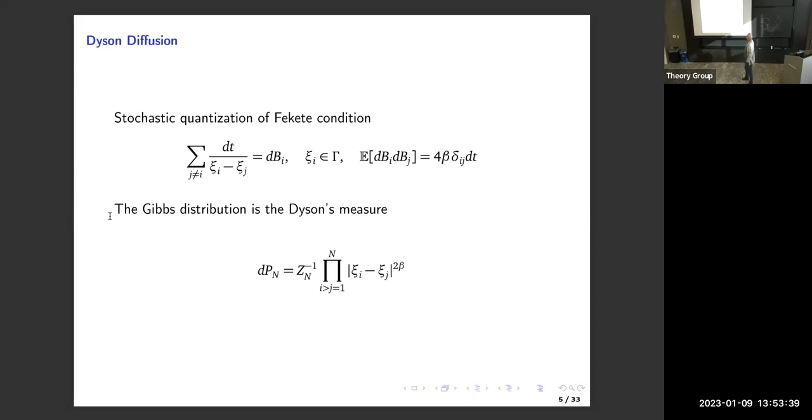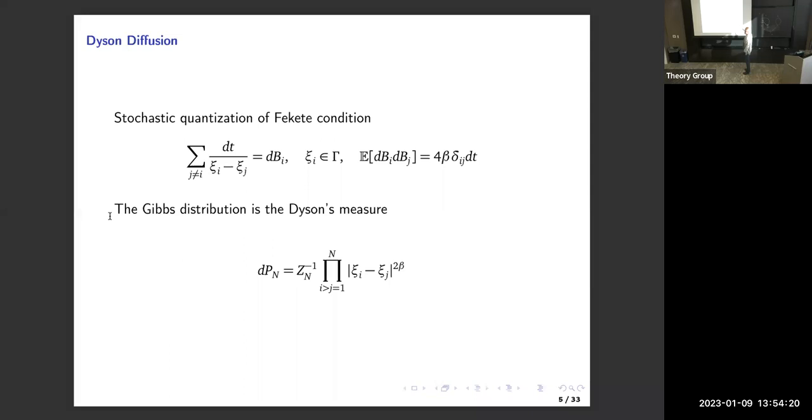Okay. What I wrote here is the so-called Langevin equation, and it has a Gibbs distribution. In this form, it's the so-called Dyson diffusion, introduced by Dyson in 1964. And it has a Gibbs distribution given by this weight. So it tells you the probability to find the particles in these positions in the intervals d xi, which I forgot to write, is this.